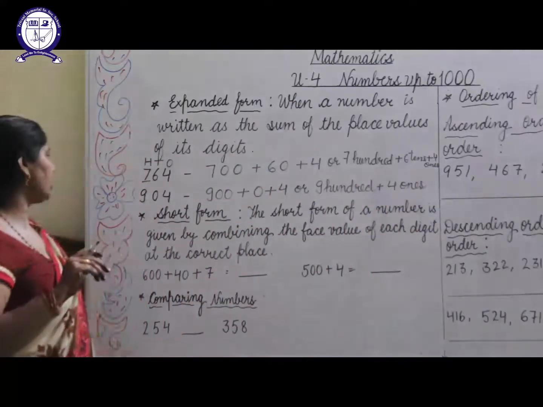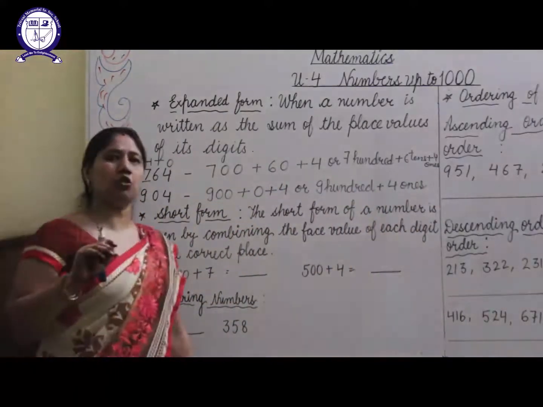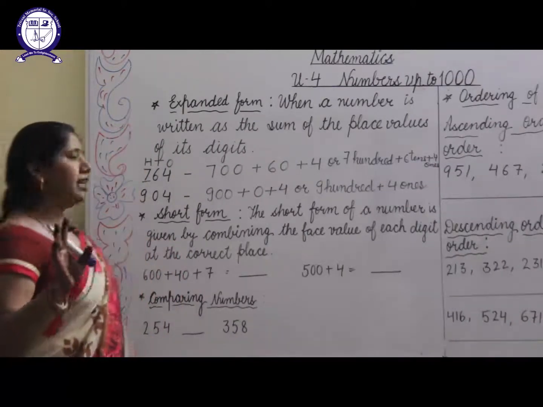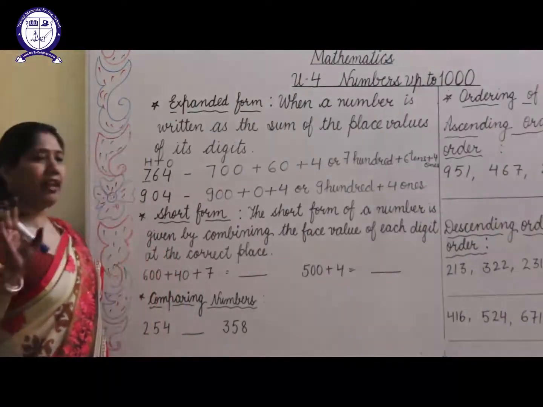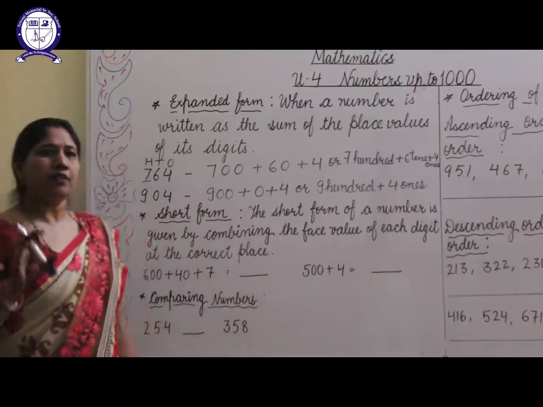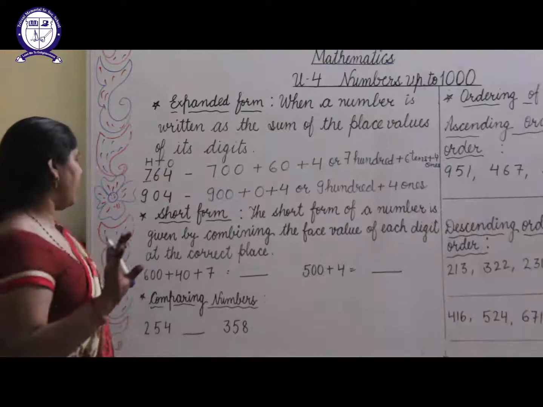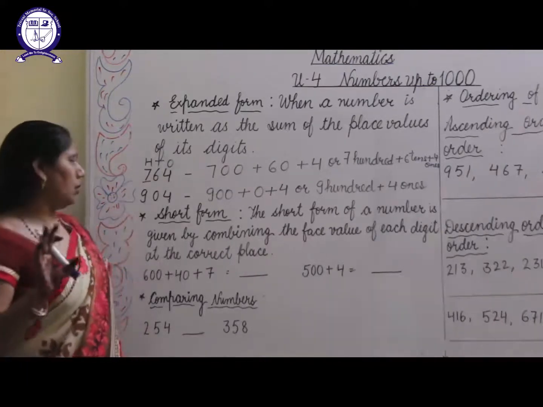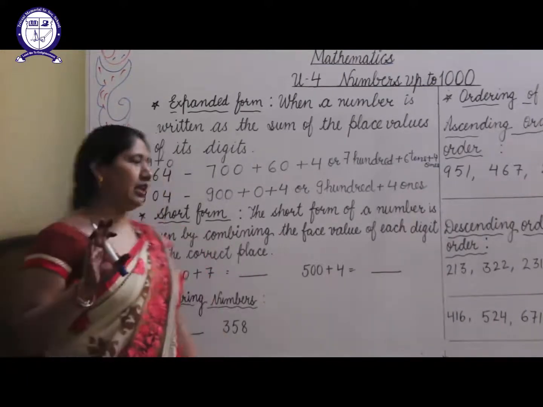So students, come to the next module, short form. What is a short form? Short form of a number is given by combining the face value of each digit. Firstly, we have to find out the face value. Face value is always the same. That is known on the basis of the place values.